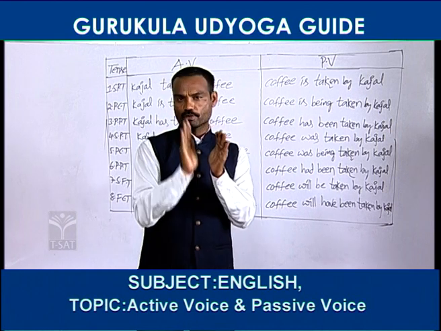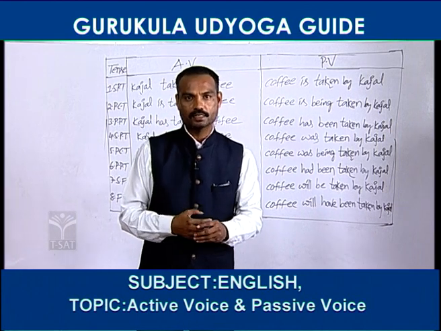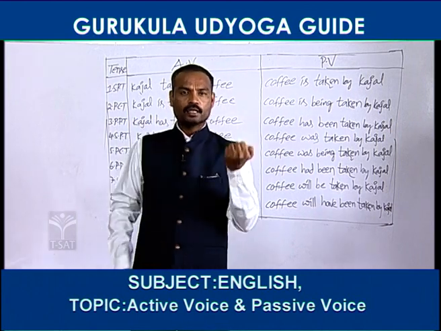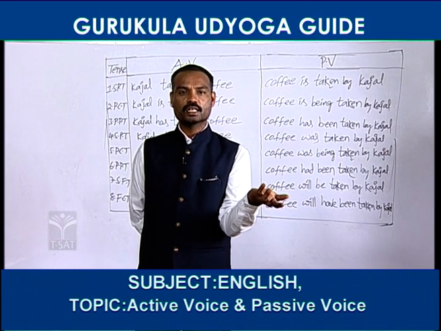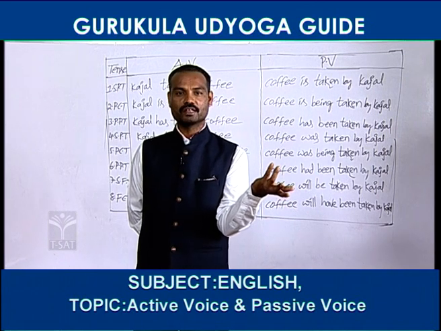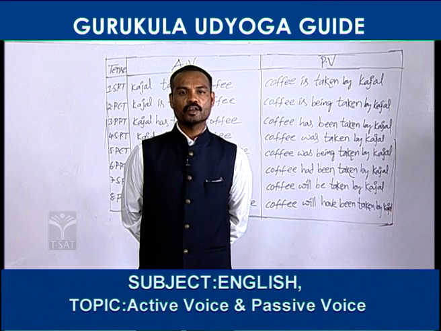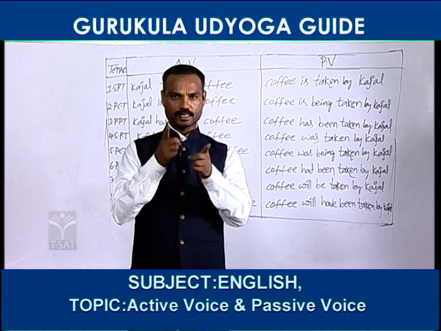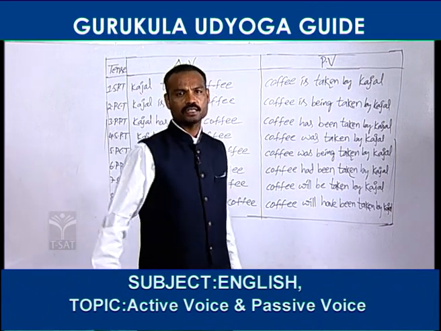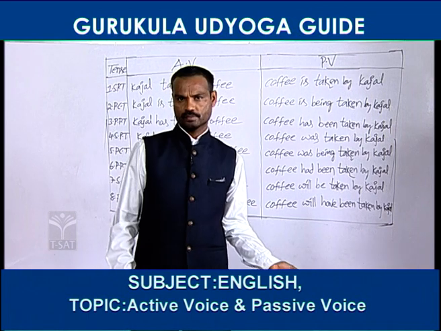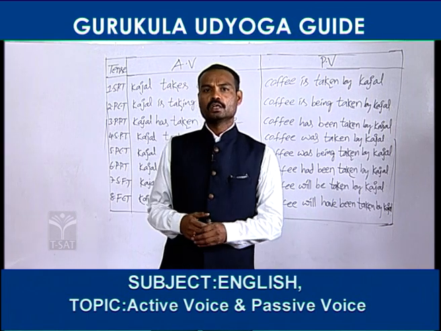What is the frame of past continuous? Subject plus was or were. 2 helping verbs are there in past continuous. They are was and were. Next, V1 plus ing form. In past continuous, we should use ing form. You know that very well. So there are only 2 helping verbs that should be used in past continuous. They are was and were. Was should be used for singular subjects. Were should be used for plural.